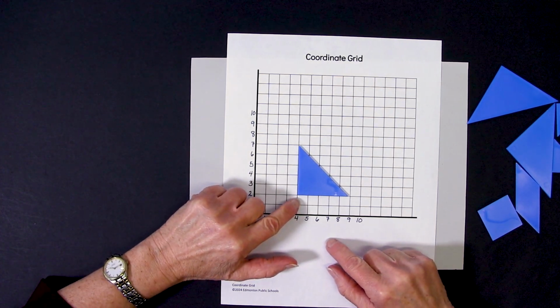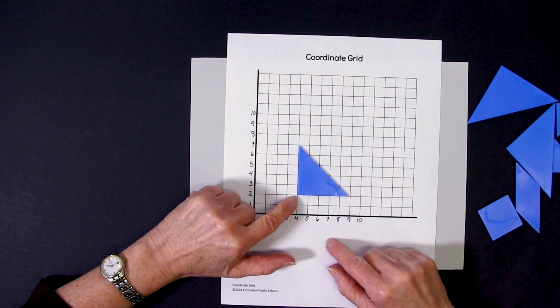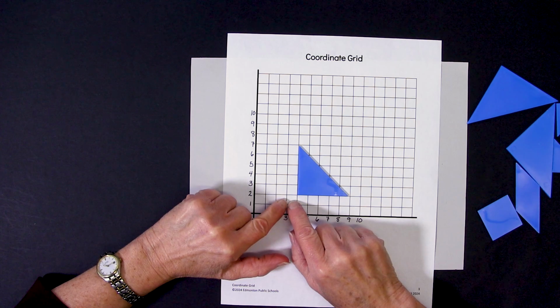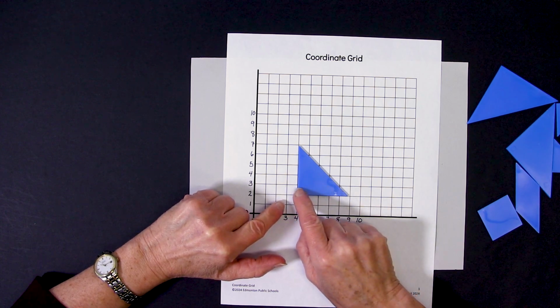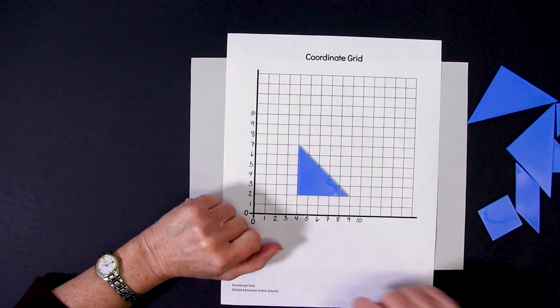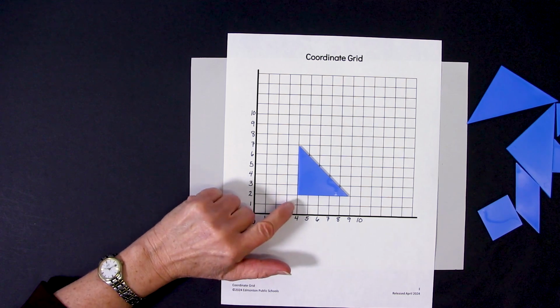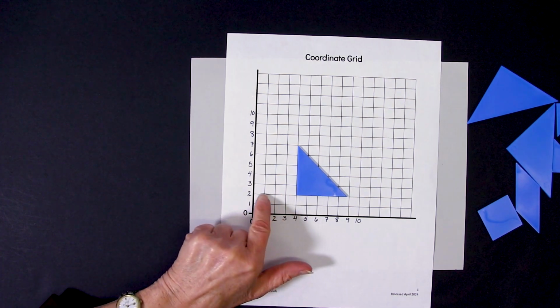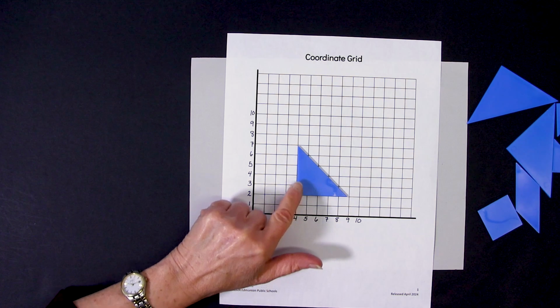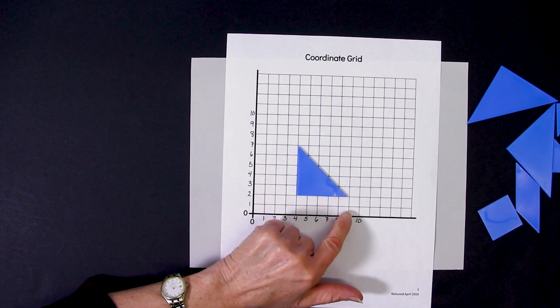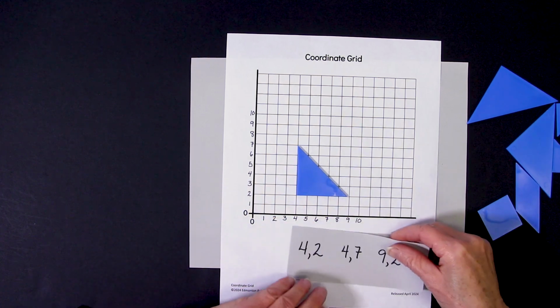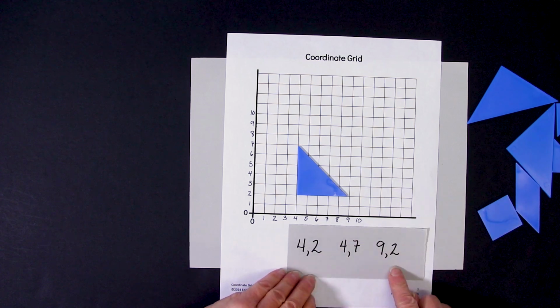Now what I'm going to do is identify the plotted points for each of the vertices. So here I have (4, 2), I have (4, 7), and I have (9, 2). So I'm going to record those.